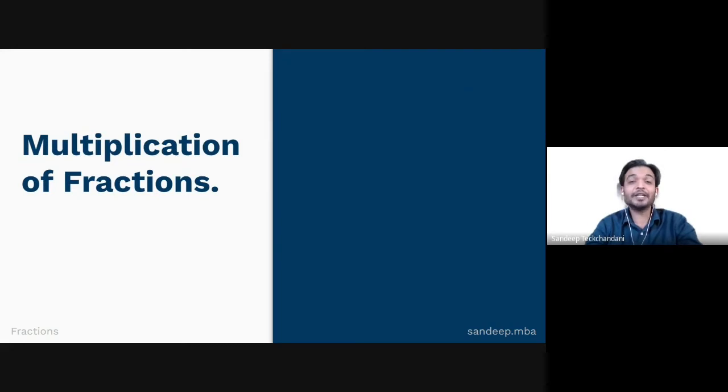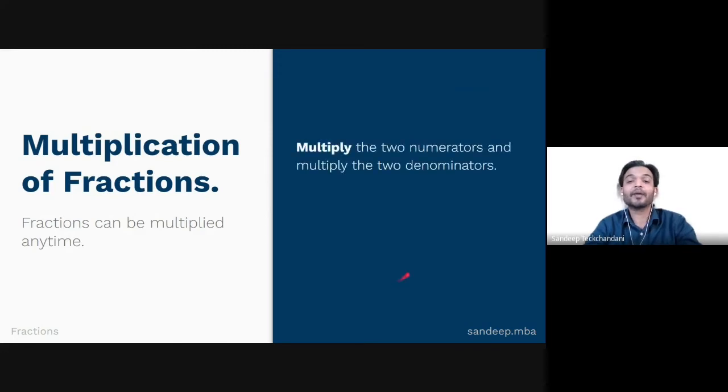In this slide, we will study how to multiply fractions. Fractions can be multiplied anytime. If you want to multiply two fractions, then multiply the two numerators and multiply the two denominators. For example, 3 upon 4 times 7 upon 8. I'll multiply the two numerators, that is 3 times 7, and then I'll multiply the two denominators, that is 4 times 8. 3 times 7 is equal to 21 and 4 times 8 is equal to 32. Therefore, our answer is 21 upon 32.